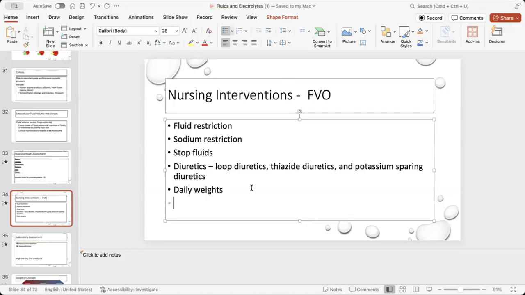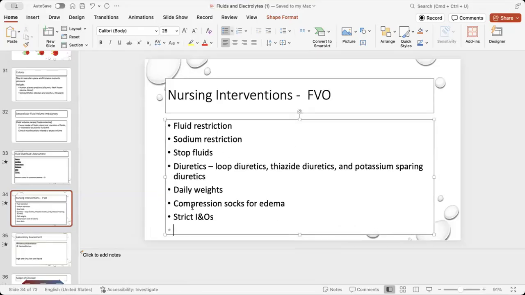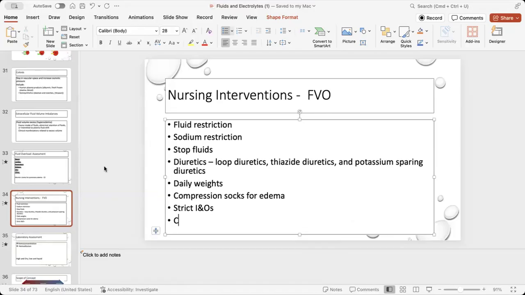Would we want compression socks? Yes, if they've got some edema, we can do some compression socks. We definitely want to be doing I's and O's. Was there any other medication that you could give that would remove fluid, but maybe we're going to hold on to that sodium, those electrolytes? Okay, tolvaptan and conivaptan, right? Those are your medications that are going to hold on to your electrolytes but get rid of fluid.